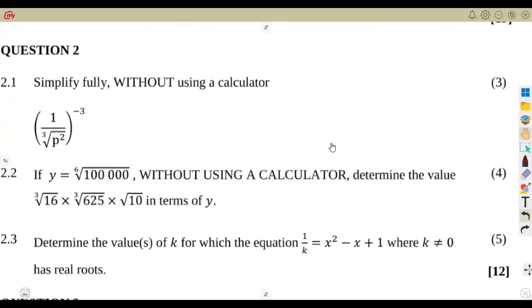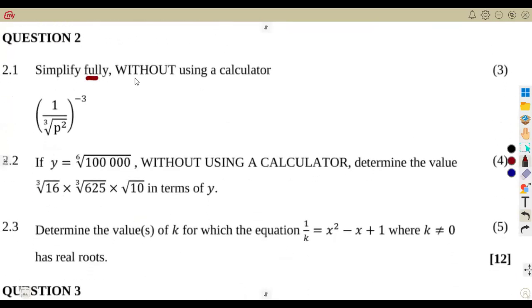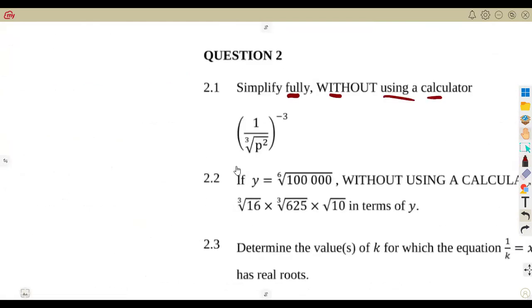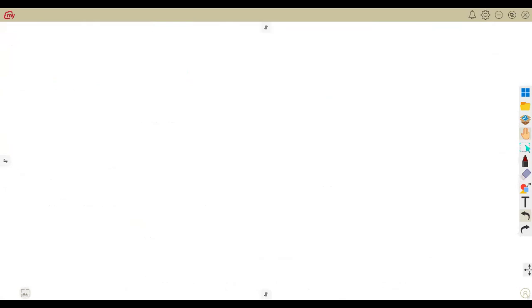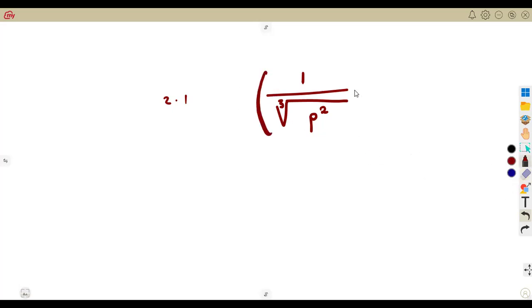On question number 2, simplify fully without using a calculator. Even if you use a calculator, guys, how can you simplify that? Anyway, that's 2.1. So let's see the expression that we are given there. That's 1 over the cube root of p squared, with everything being raised to the exponent of -3.